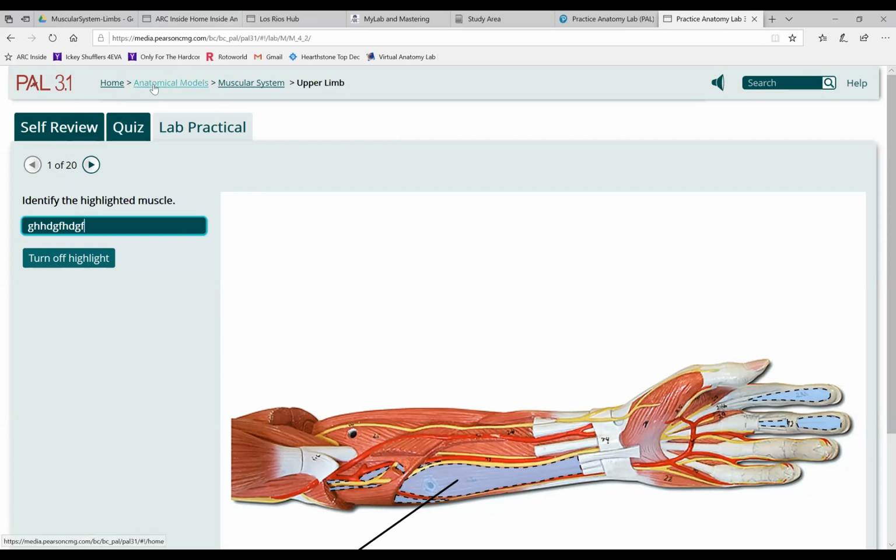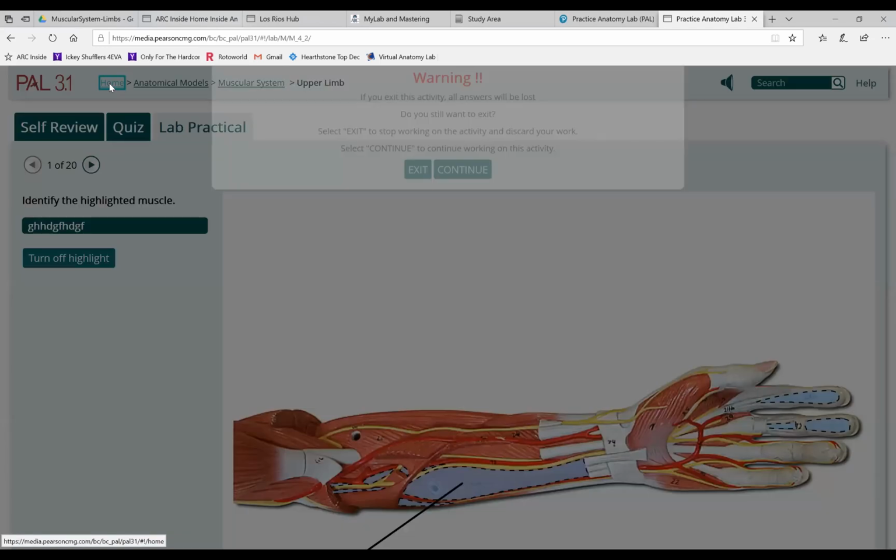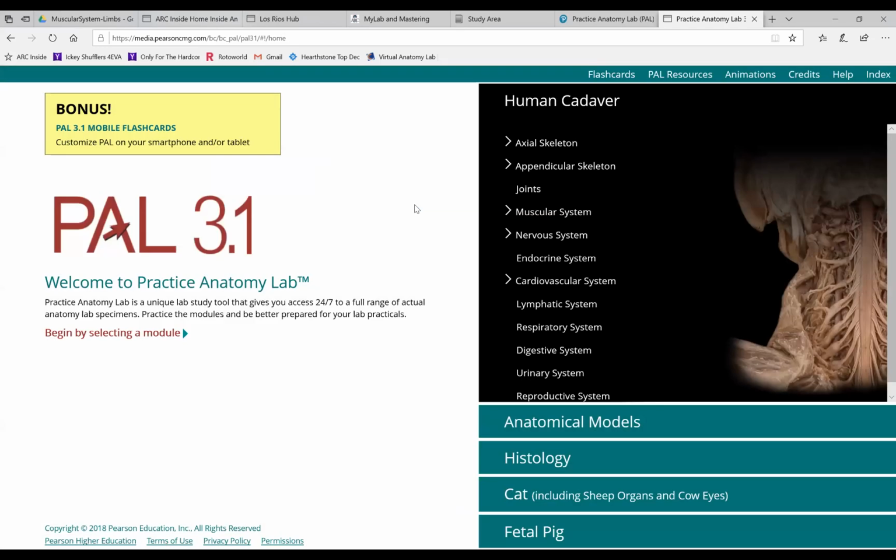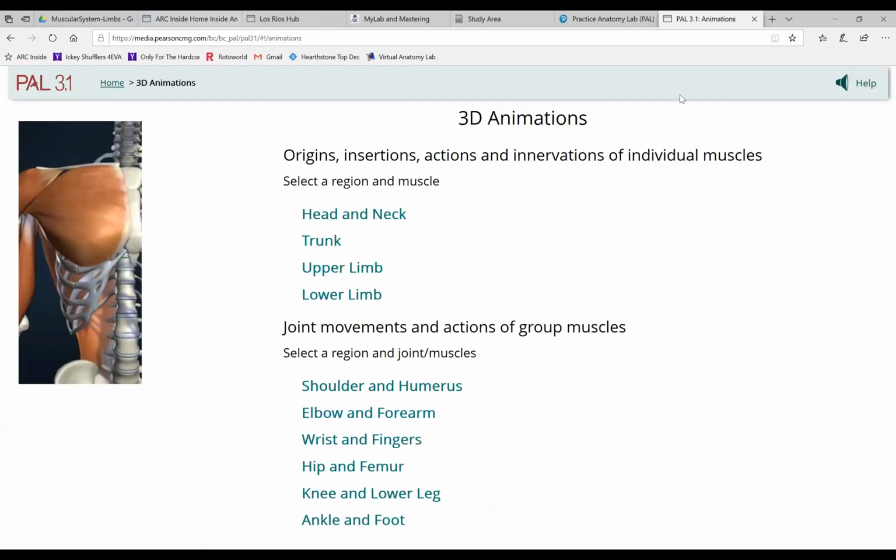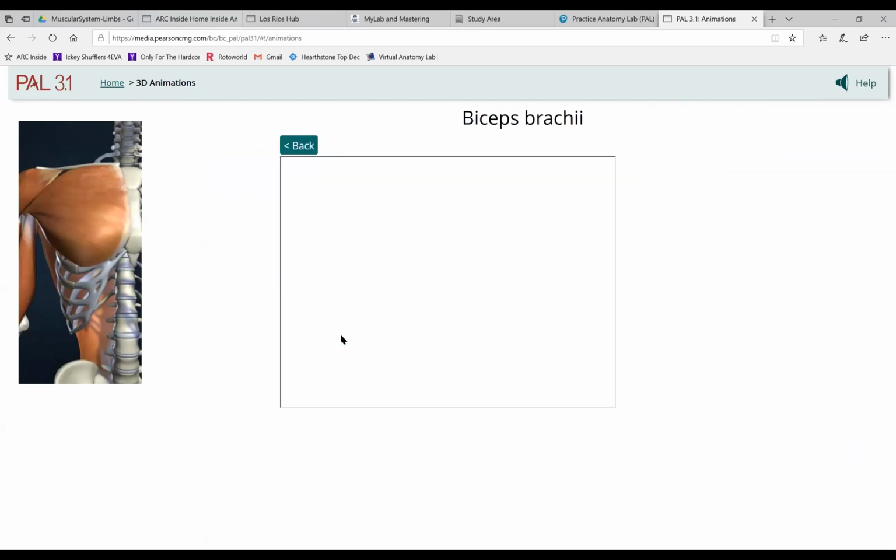However, what I love about this PAL process, and it's a CD that can be purchased separately if you don't have it as well, is notice up here at the top, there's where it says animations. Can you guys see that? Yes. Excellent. When you click on that, notice again, if we go to the upper limb and I go to the biceps brachii.